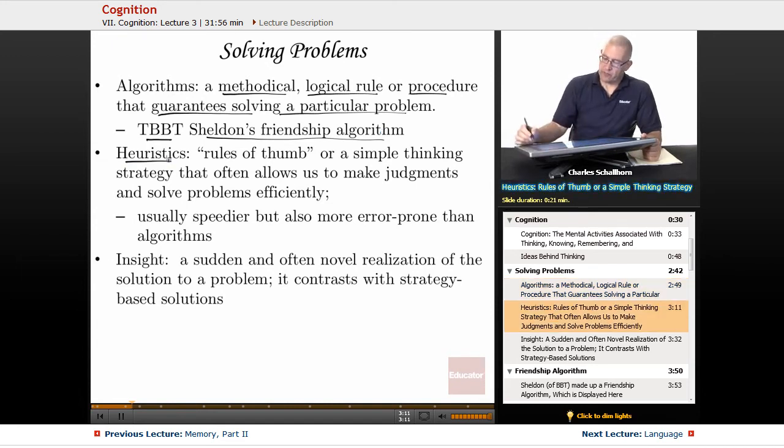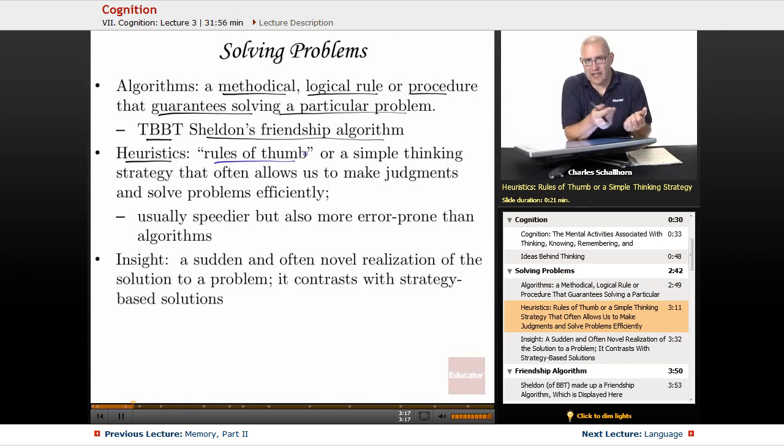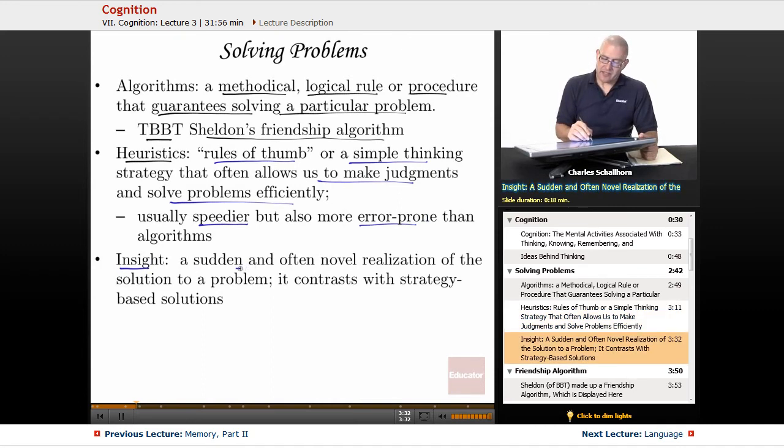There are heuristics. And heuristics are rules of thumb, which is an expression to say it's a guideline. And so it's a simple thinking strategy that allows us to make judgments and solve problems more efficiently. And it's usually speedier, but it's also more error prone, and that's okay. There's also insight, and that's a sudden and often novel realization of the solution to a problem. And that contrasts with the strategy.